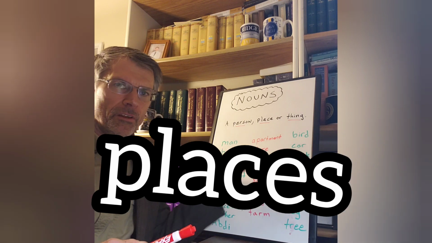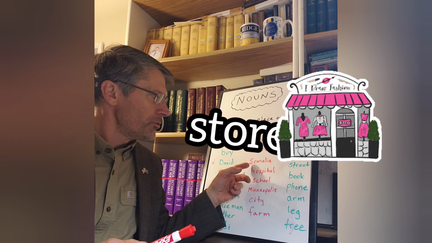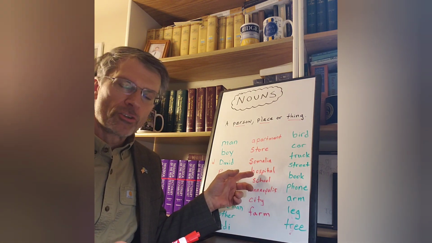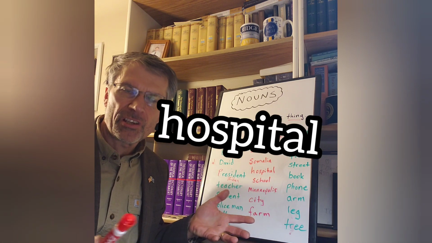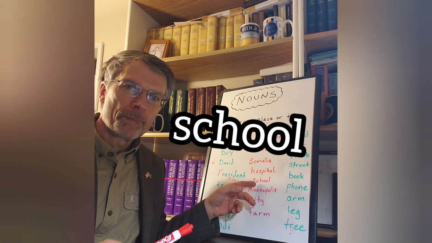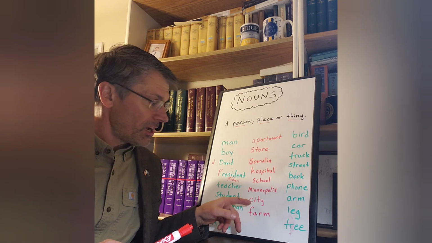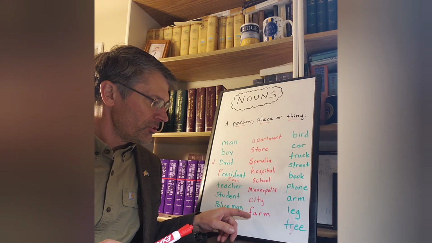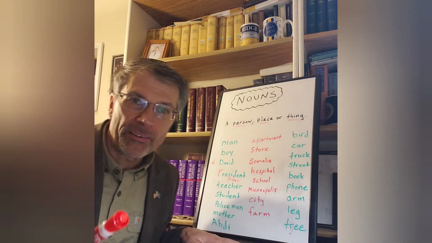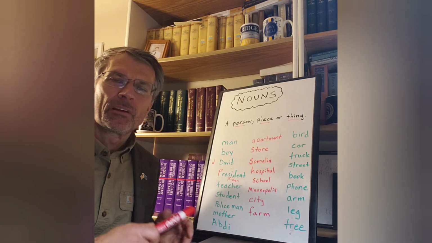Then we have places. You have an apartment. You go to a store. You might live in Somalia, or you came from Somalia. You might go to the hospital if you are sick or are injured. Or you might come to school. You live in Minneapolis, which is a city. Or you might live on a farm. So these are all places, but they are all nouns. Remember that.